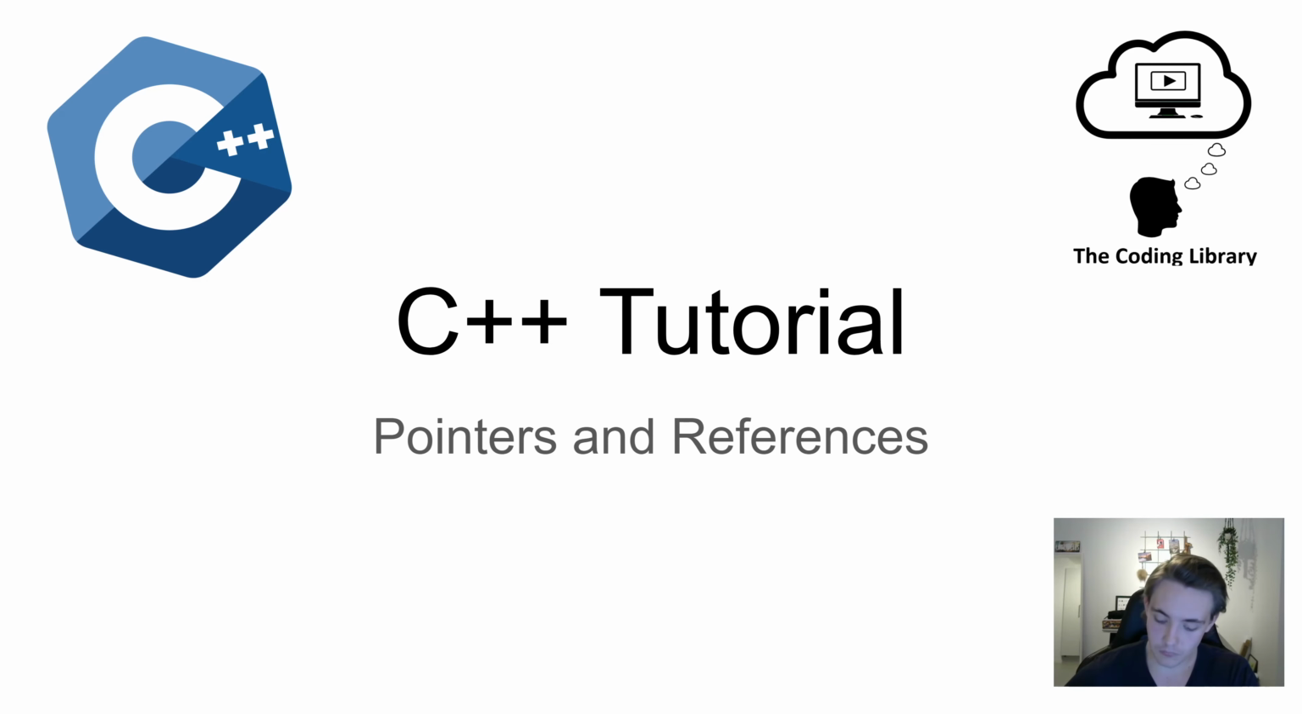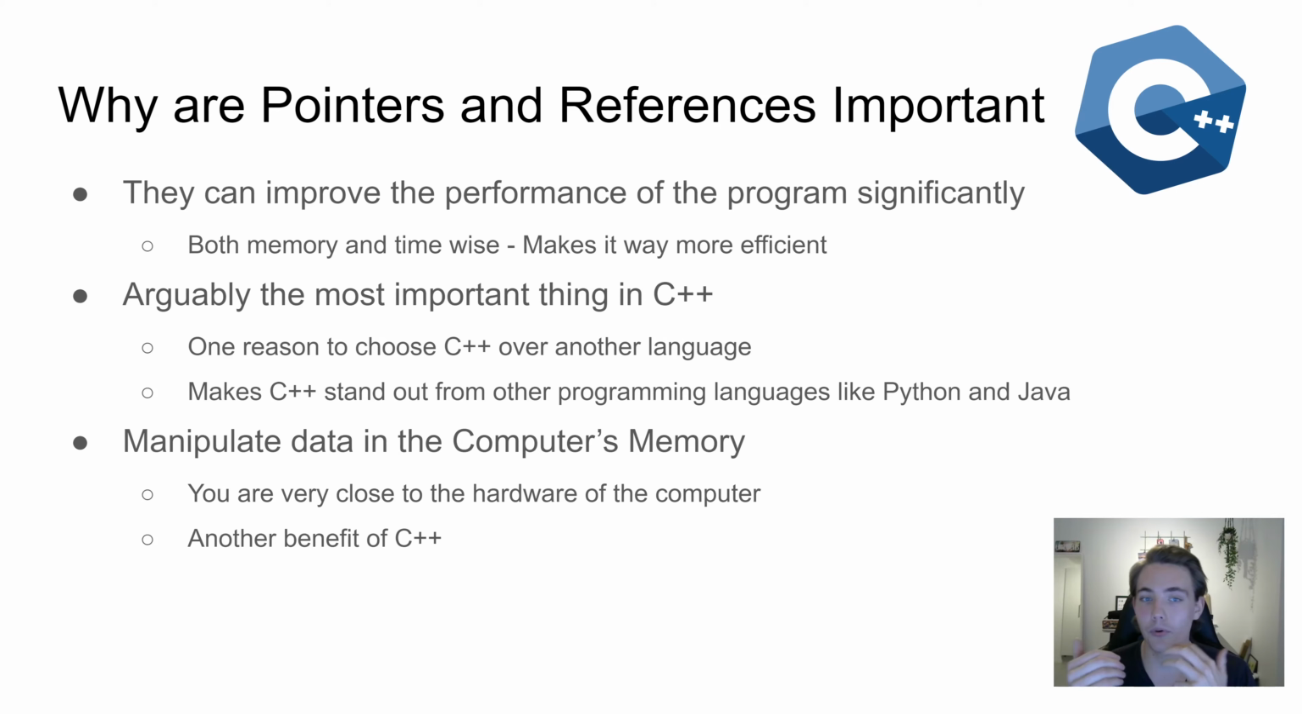So why are pointers and references important in C++? Because they can improve the performance of the program significantly, because we can optimize our memory and also the time the programs take to run. It makes our program way more efficient, and we're going to see some examples of why it's important and how it increases the performance of our program.